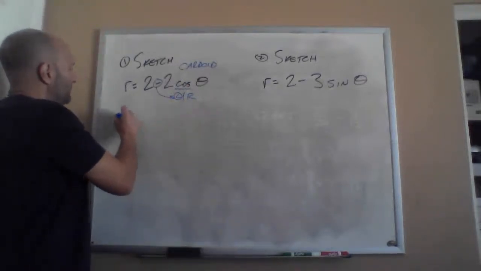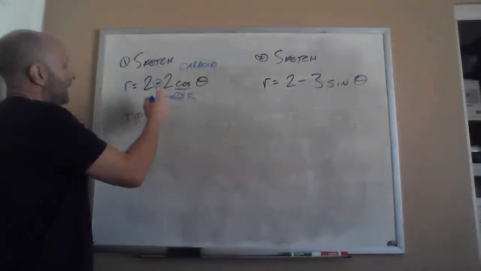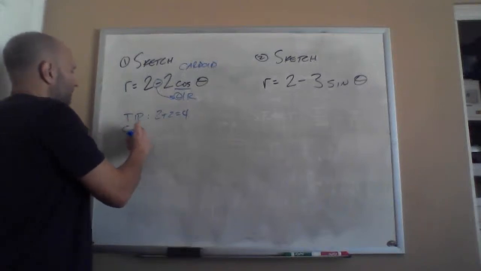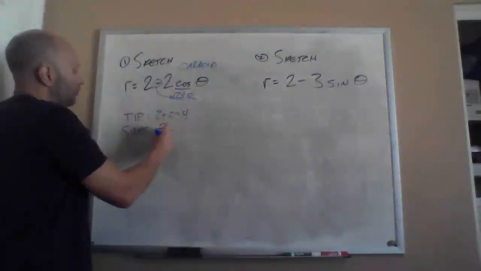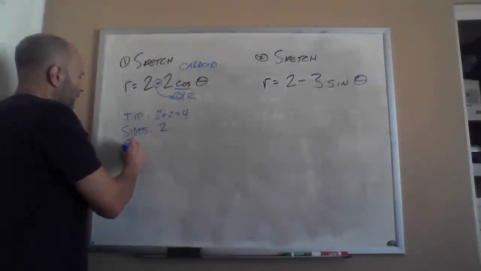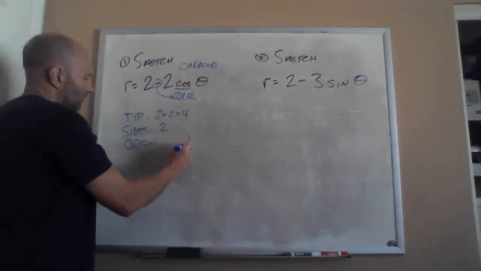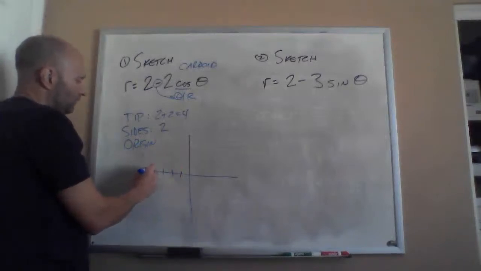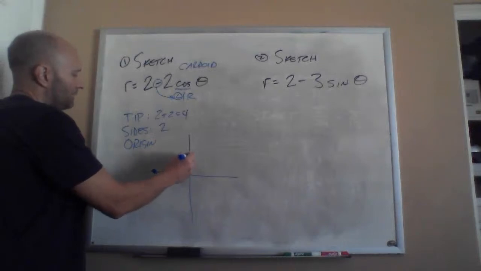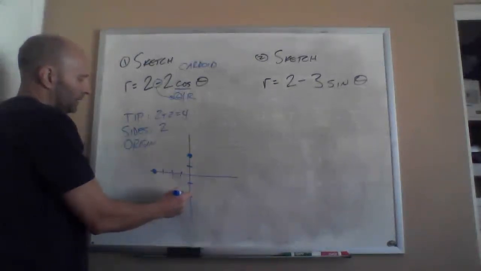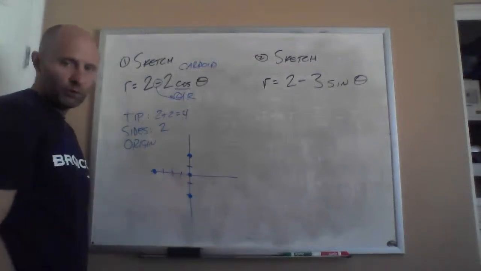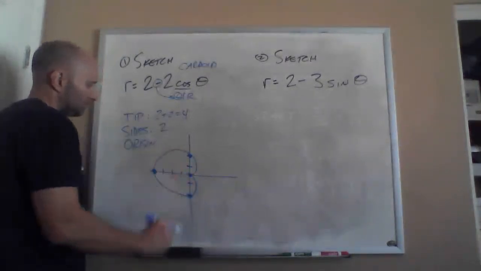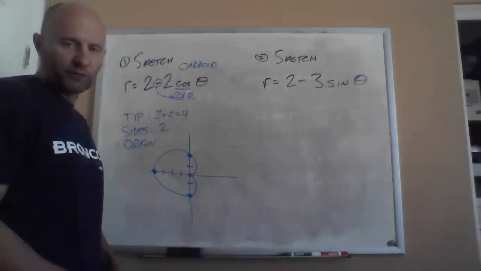So now I just need to figure out all the pieces. Where's the tip of this heart? Well, I just add these two numbers, 2 plus 2, so 4. The sides, it's whatever this first number is, 2. I always have the origin as a point. So if I sketch this, it's pointing to the left. The tip is 4 units away, so out here. The sides are 2 units up and down because this thing is pointing sideways. And then I always have the origin as a point. Now let's connect the dots. I get a heart pointing over to the left.